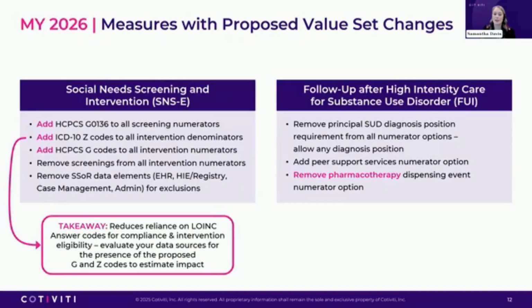For FUI, NCQA is planning to allow substance use diagnoses that are used for compliance to be present in any diagnosis position on the claim, rather than requiring them specifically in the principal position. They also plan to add peer support services as a numerator compliance option. Finally, they're planning to remove pharmacotherapy dispensing events as a numerator option, citing that filling the medication doesn't effectively indicate the member is in compliance with their treatment for substance use.